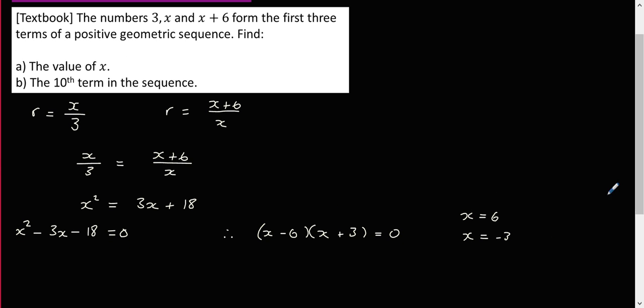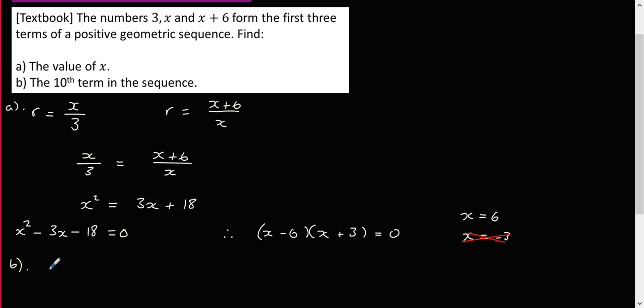So this is a positive geometric sequence, and what that means is every term in that geometric sequence is positive, and therefore the solution x equals negative 3 is irrelevant to us because that would make the second term negative. All right, so we've got x equals 6.